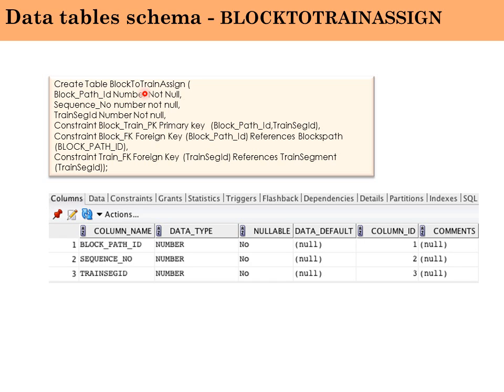Lastly, this is the create table command for the block to train assign table. Here we have block path ID as the primary key, whereas train segment ID is the foreign key, which is a reference to the train segment table. There's a screenshot of the table created.